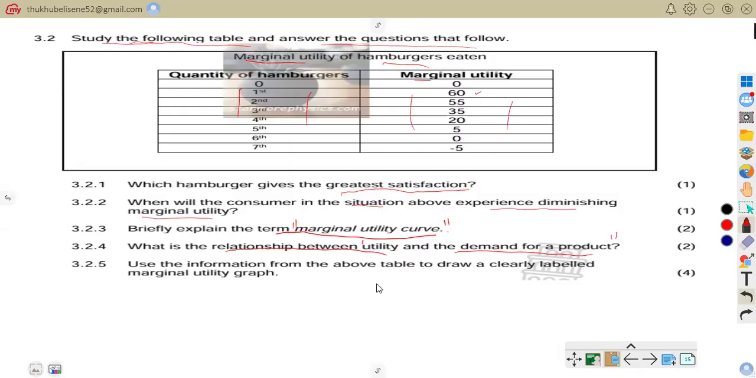For example, let's make an example so that it can be very understandable. If a new phone gives high satisfaction, many people want to buy it. That's high demand. But if a product becomes boring or less useful, people will buy less of it. That is why I'm saying there is a direct relationship. So let us go to the answers that are given.